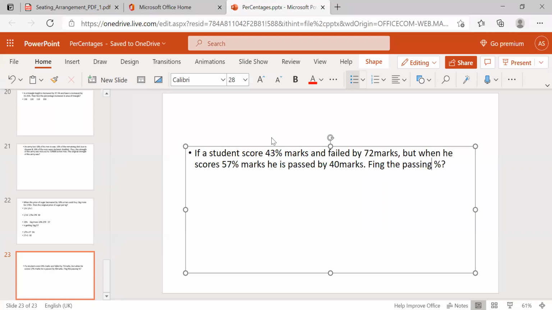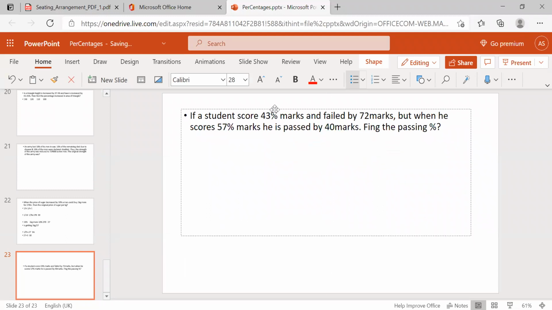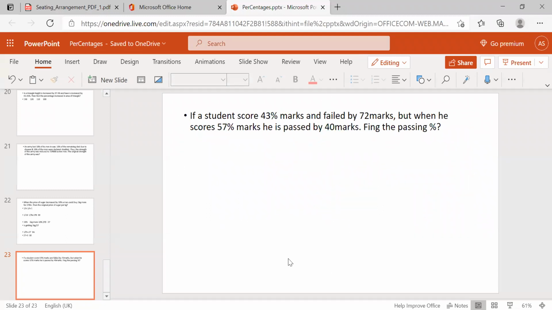So these types of problems we discussed yesterday already. So this is for your task. You just do it. So this is the end of the percentage topic.